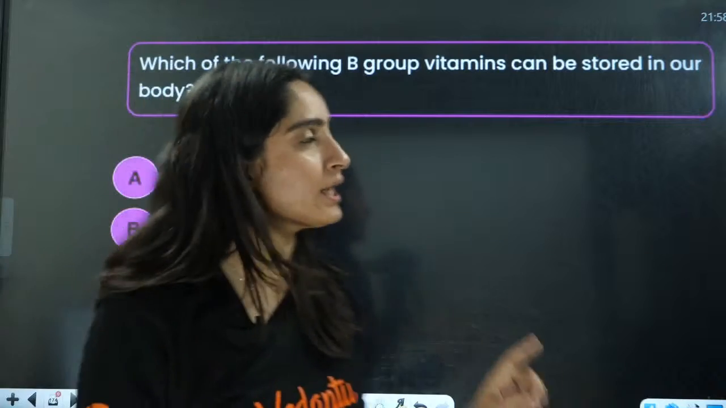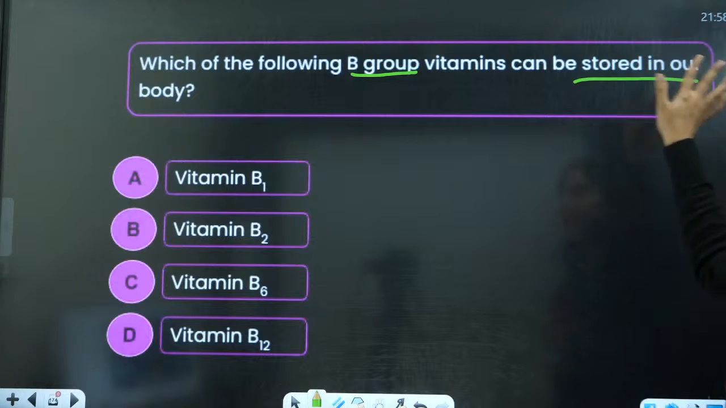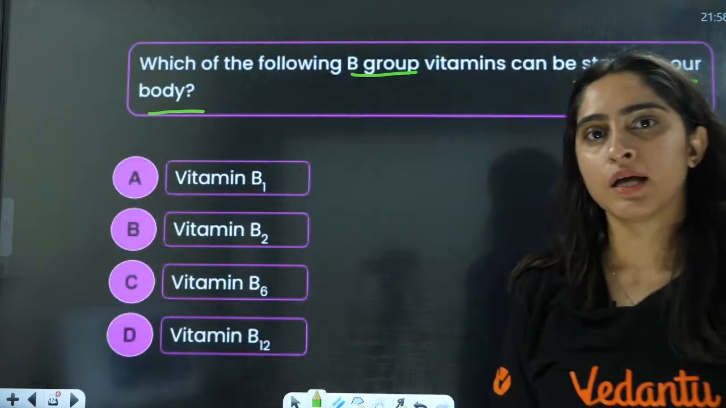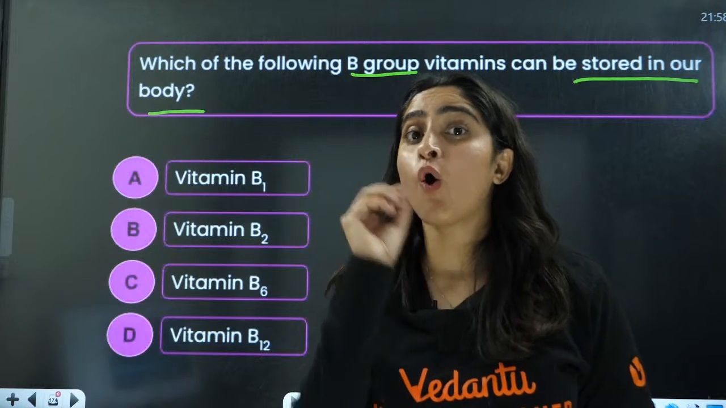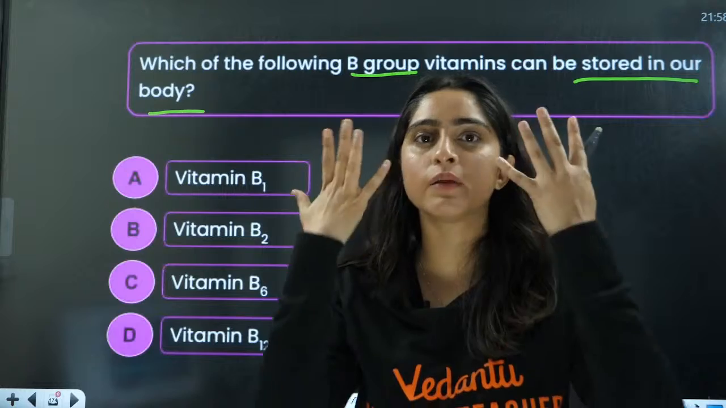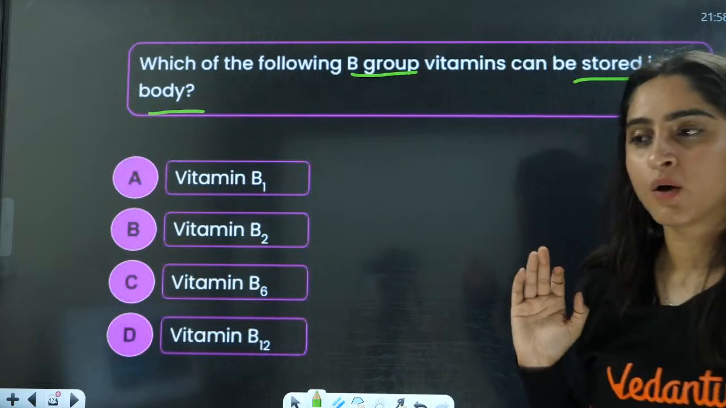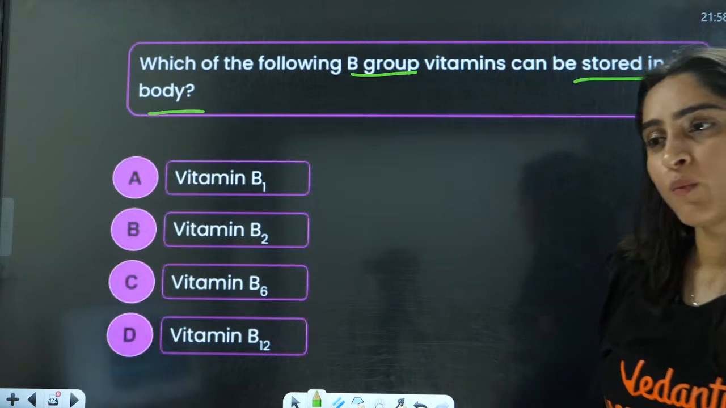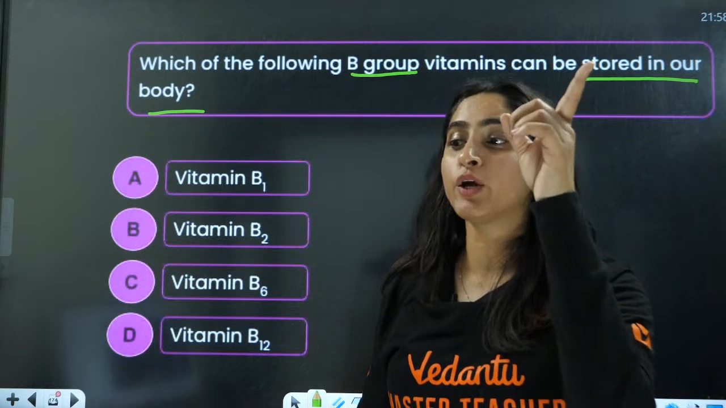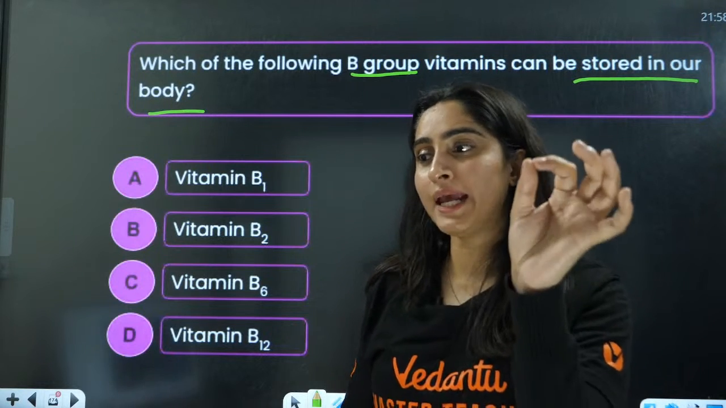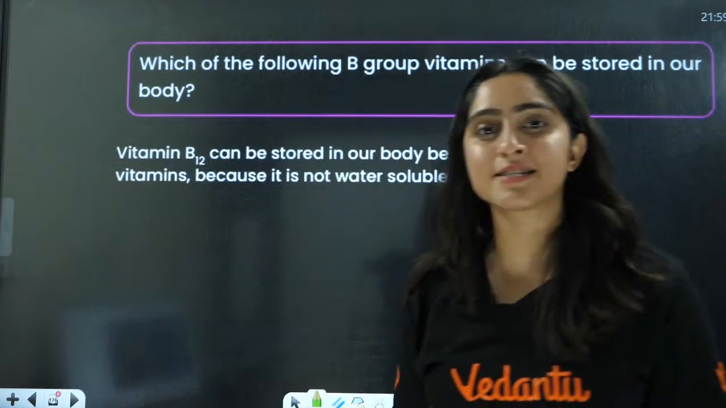Then you have: which of the following B group vitamins can be stored in our body? Except for one, all other B vitamins will be urinated out from the body. That one exception, what is that? Everybody, put it in the chat box. That exception here is B12. Right? B12 is the exception.